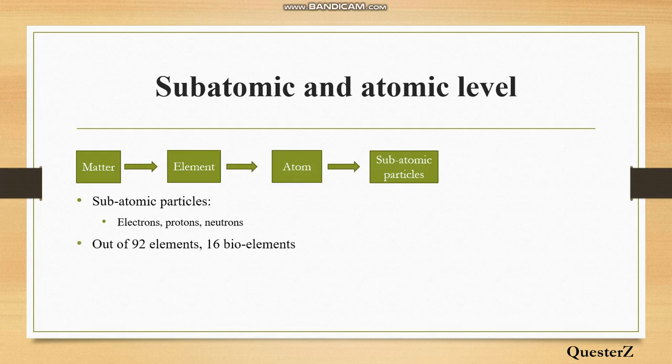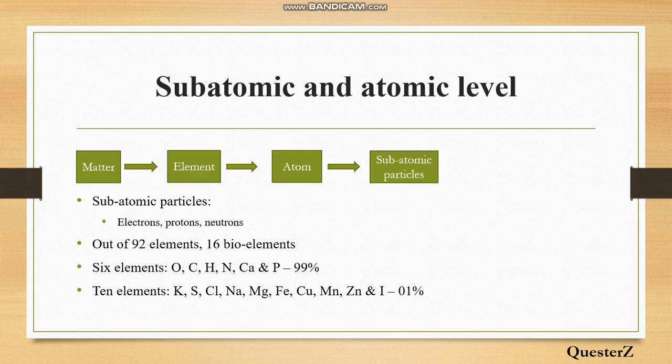Out of 92 elements that exist, 16 are the bioelements. Out of these 16 bioelements, 6 elements, oxygen, carbon, hydrogen, nitrogen, calcium, and phosphorus, make 99% of the mass of the human body or organisms. The next 10 elements make up the remaining 1% of the total mass.